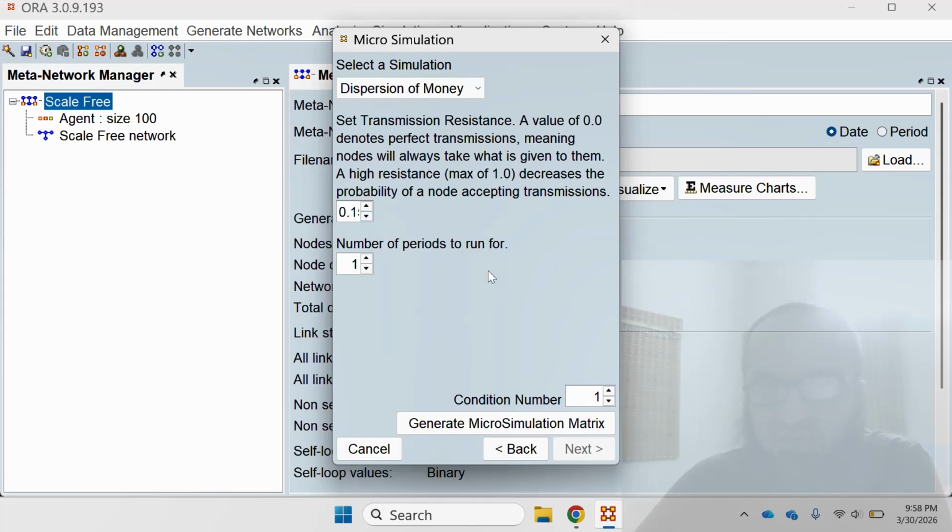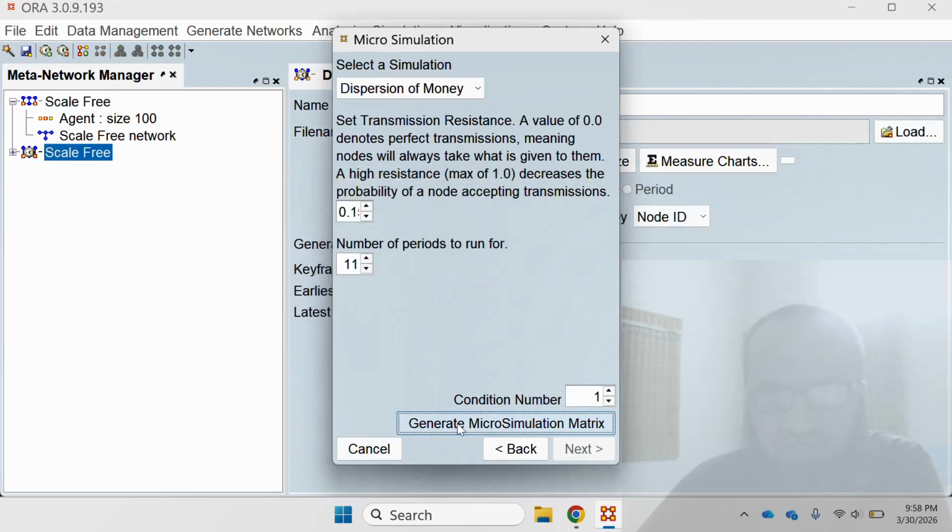And number of periods to run: for how many periods we want to run this simulation. Let's say it starts at 1 and jumps by 5, so I run it for 11 periods. And the condition number, I have to see what this is. Let's keep it at 1 by default, and generate the micro simulation matrix.